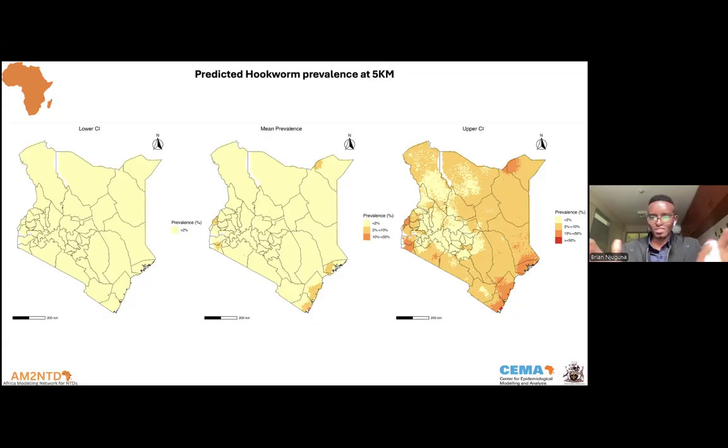And so after getting that continuous prevalence, we categorize them into this order. What we observe for Hookworm is it's majorly in the coastal regions, and this could be because of the sandy soils, which facilitate the mobile Hookworm larvae, and also due to high humidity and precipitation in these areas.